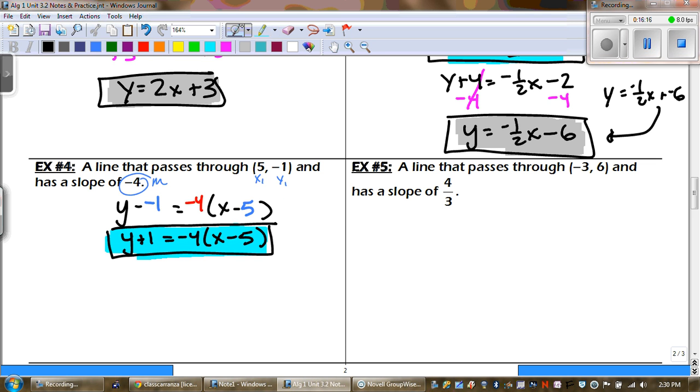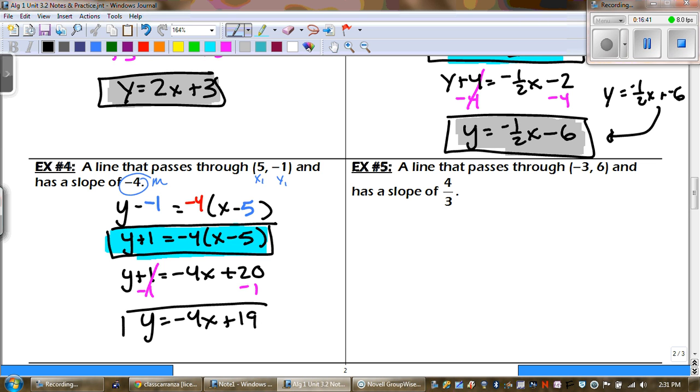That's our first part. Okay, let's go ahead and distribute. You got to be careful when you distribute. Got negative 4x, and negative 4 times negative 5 is positive 20. Okay, subtract 1 to both sides, and we get y equals negative 4x plus 19. Okay.